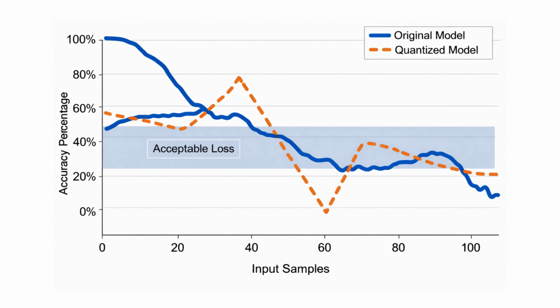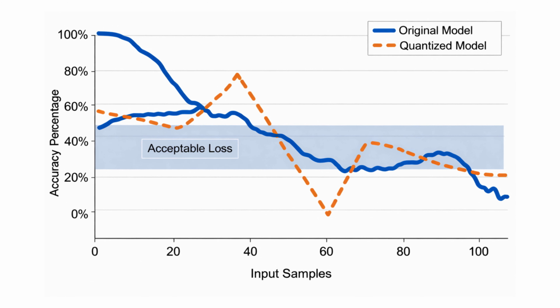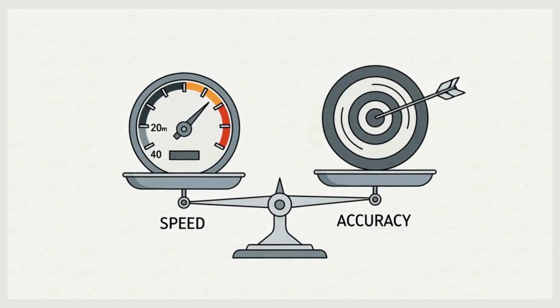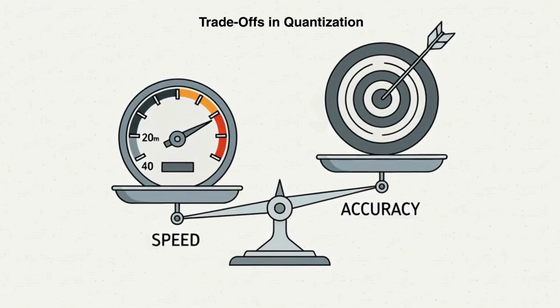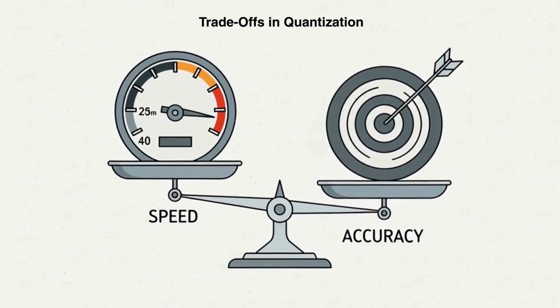Before deploying, always validate accuracy. Quantization may reduce it slightly. Ensure it stays within acceptable limits for your application. Quantization is a trade-off: faster speed with slight accuracy loss. The key is finding the right balance for your use case.